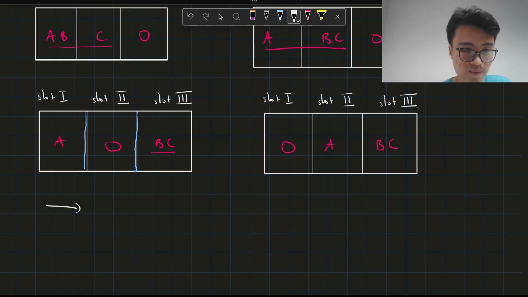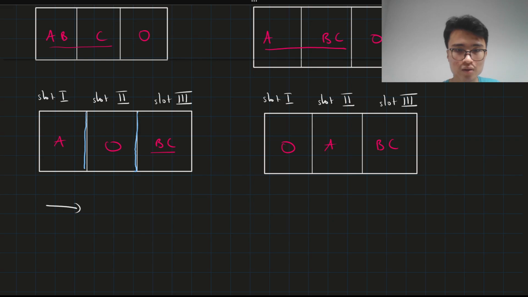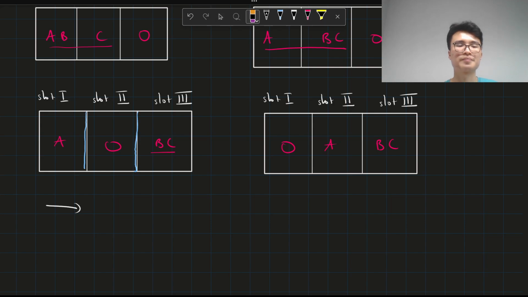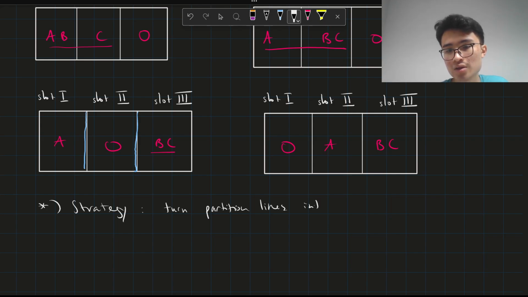Strategy: I will transform, as transform is a big word, I'll just turn partition lines into slots.